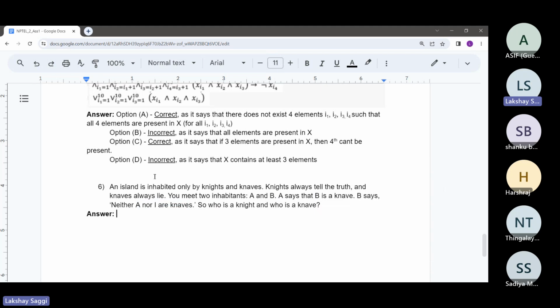So actually this can be converted into a propositional problem. Let's say we take a proposition P, which says that A is a knight. And similarly, we take a proposition Q, which says that B is a knight. Does this make sense to you?